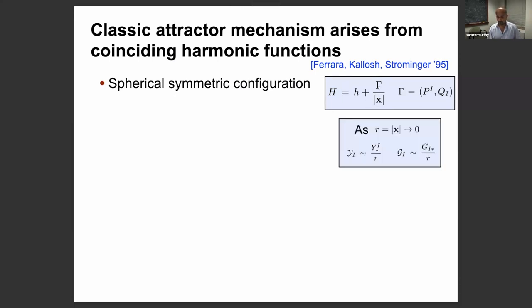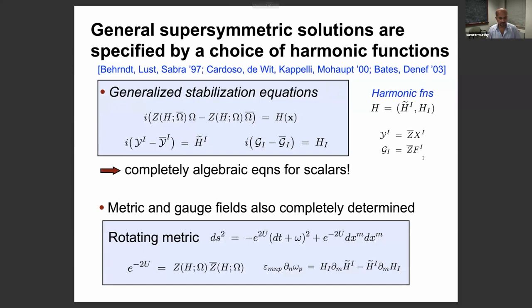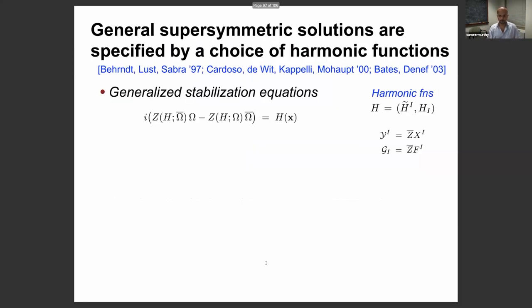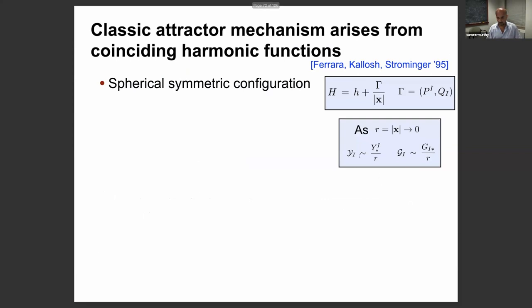And you see that as r, which is the distance from the origin, goes to zero, these fields y and g go to a constant divided by r. I should have said something which I forgot, which was here in the central charge. You see that under the scaling of the charges, the central charge scales with weight one. And therefore, if the charge is a harmonic function and it looks like gamma over r, then the central charge just goes as 1 over r times Z of gamma. Okay. That's what I said here. And because the normalization is Z, this is what happens.